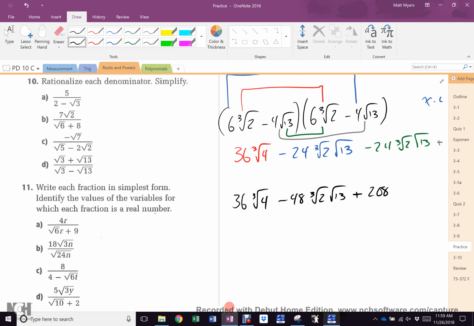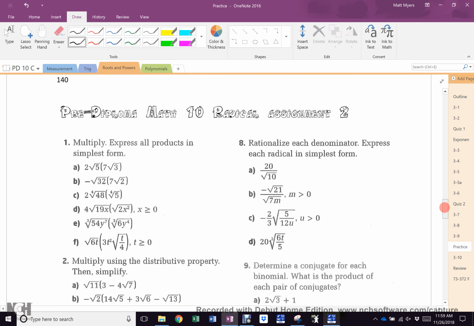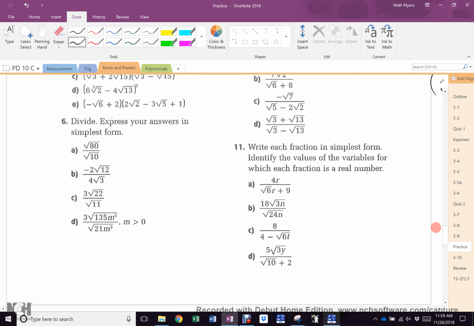All right, what's next? 8C and D. Can you do 6D? 6D, sure I can. 3 root 135 m to the 5th over root 21 m to the 3rd. First thing to check, does 135 divide by 21?